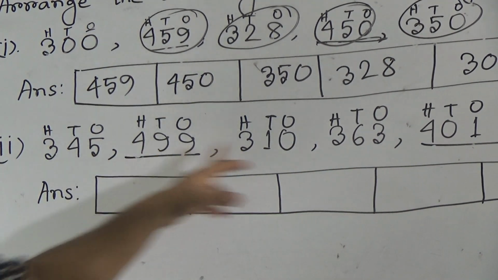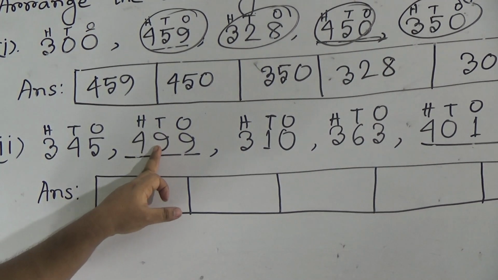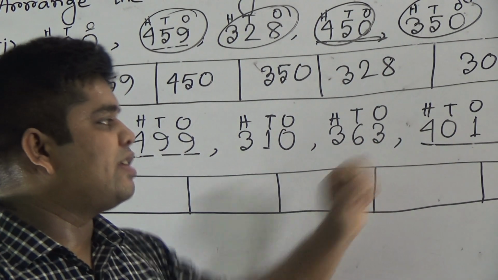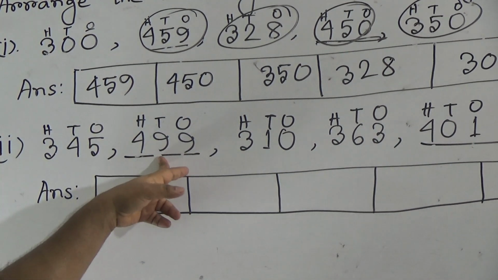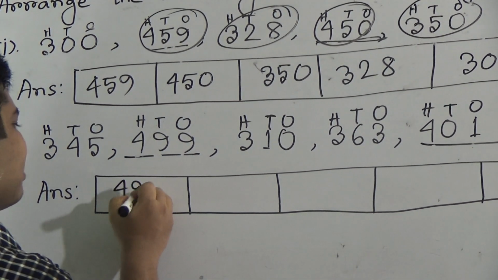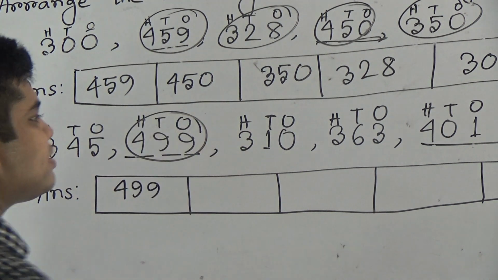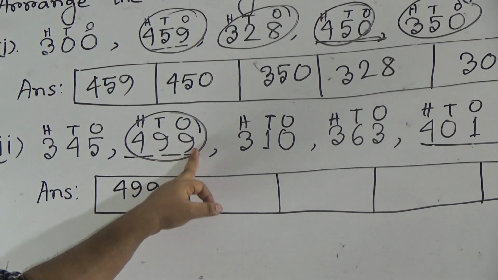As the 100 place is the same, so we take the tens place. Here tens place is 9, here tens place is 0. So, we can easily say that 9 is greater than 0 and this number is greater. That means 499. So, I write 499 first and this one is done. Okay. Between these two numbers, 499 is greater.